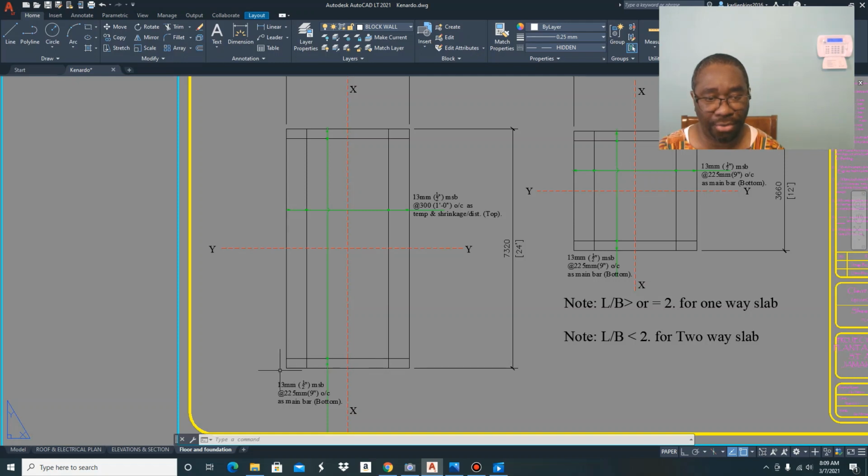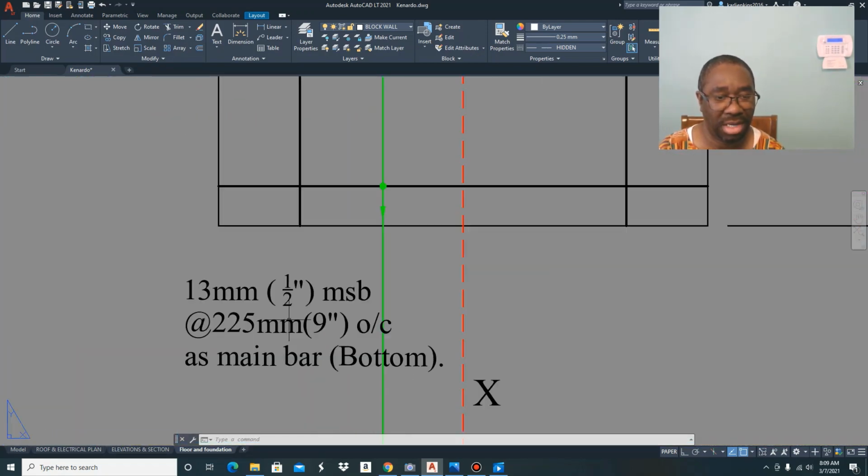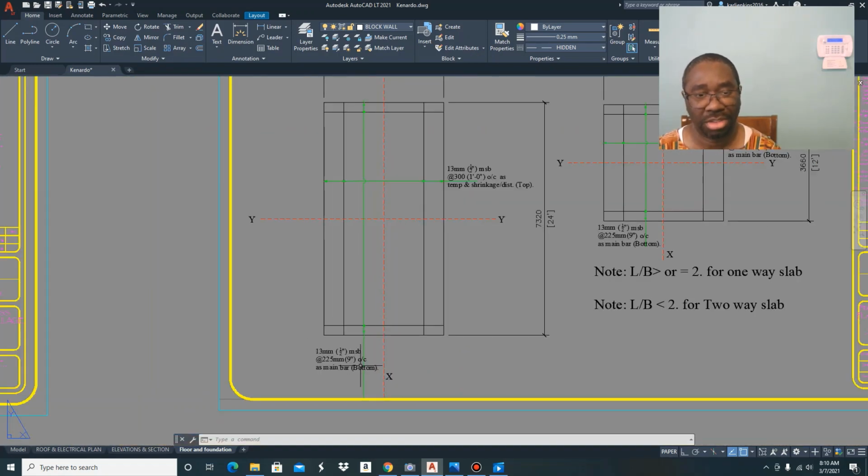So we reinforce the slab with these horizontal bars from this point here all the way up to this point, right? And if you notice, the call out for this reinforcement is 13 millimeter half-inch bar MSB, which means mild steel bar at 225 millimeter, 9 inches on center as the main bar placed at the bottom. So that takes care of the bending in the weak direction.